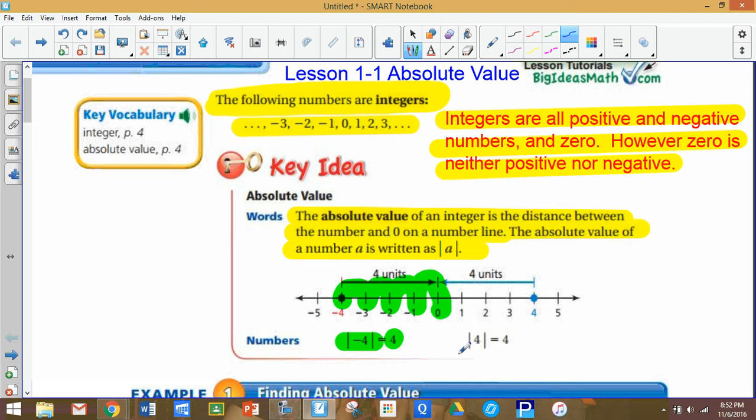Then we're going to do the same thing for +4, the absolute value of +4. Again, you're going to count hops. So you start at +4, 1, 2, 3, 4. So the absolute value of +4 is 4.